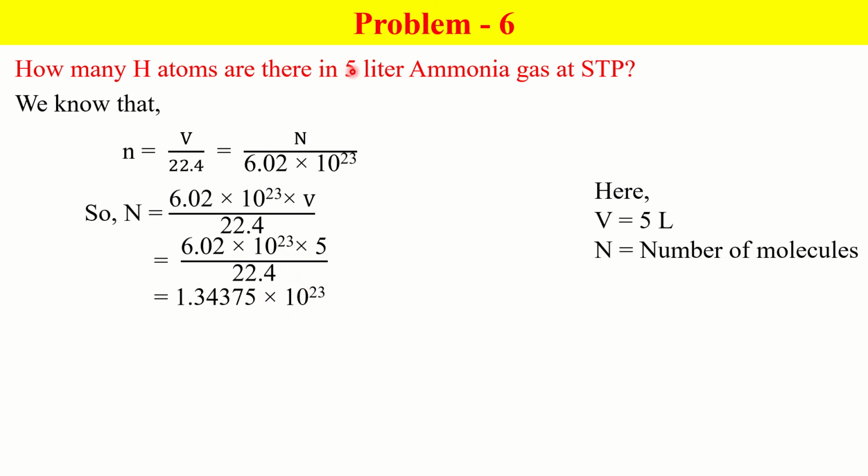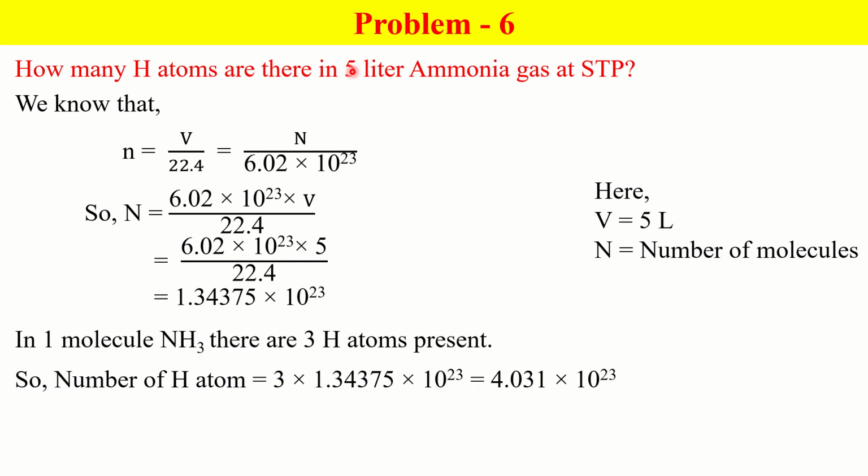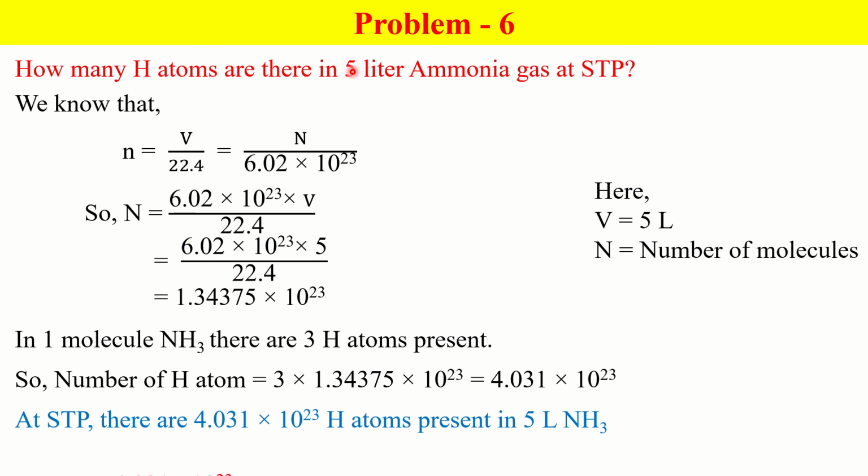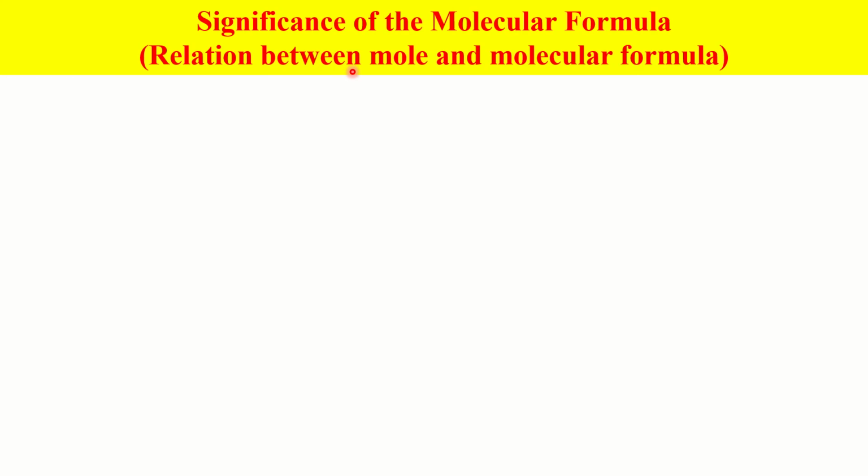This is the number of molecules of ammonia present in 5 liter. Now just same as previous math. Here in 1 molecule ammonia there are 3 atoms, so it comes 4.031 × 10^23 atoms hydrogen present in 5 liter ammonia. So dear students, today up to this math, now we will see the significance of the molecular formula, relation between mole and molecular formula.